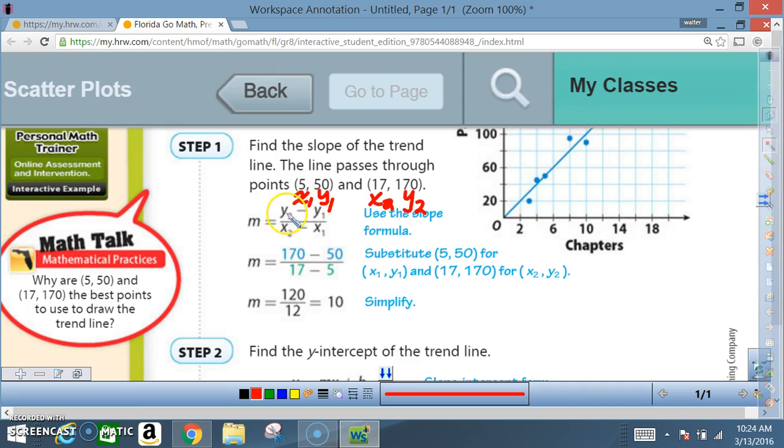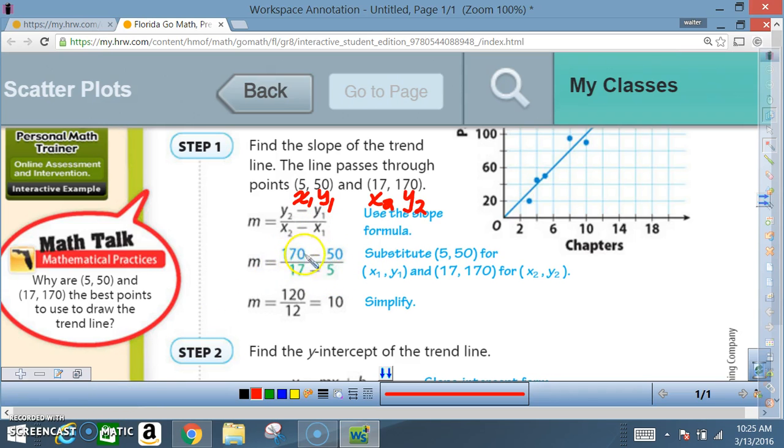My y2 value is 170. That's why they put 170 right there. My y1 value is 50. So in place of y1, we put 50. My x2 value is 17. So in place of x2, we put 17. My x1 value is 5. So in place of x1, we put 5.